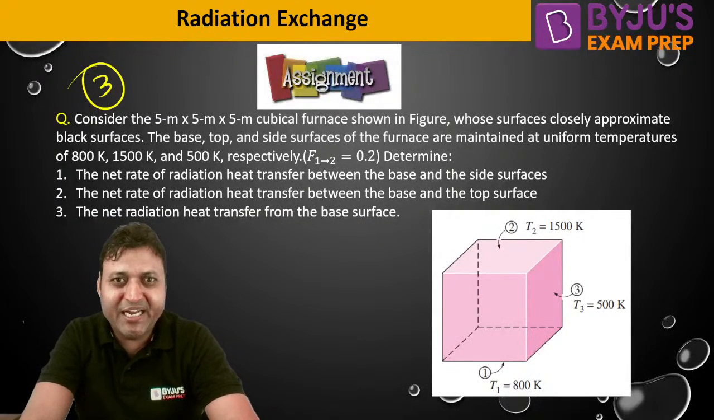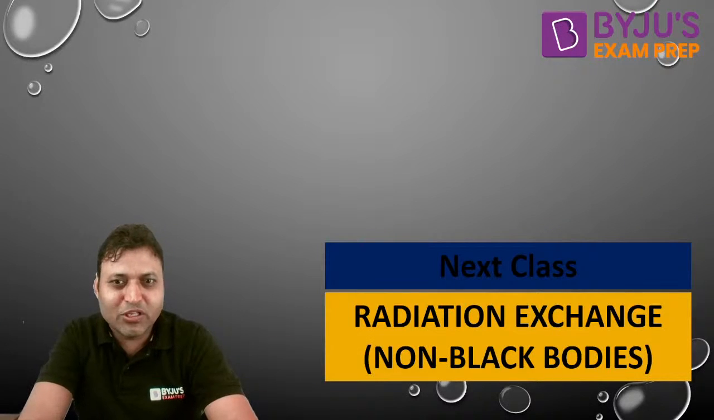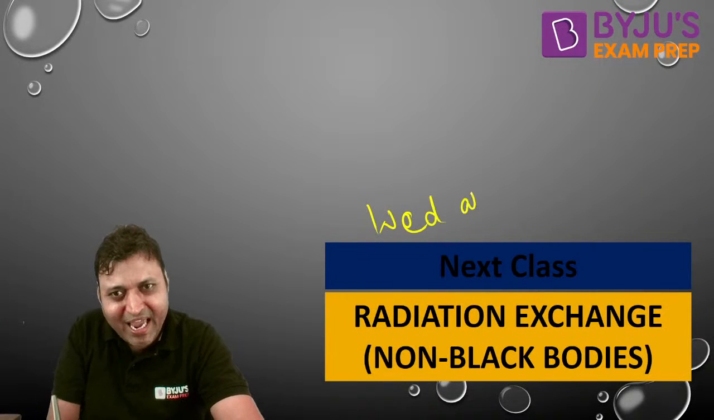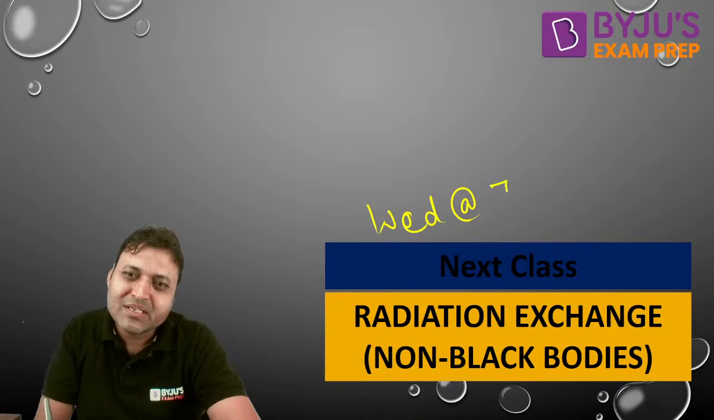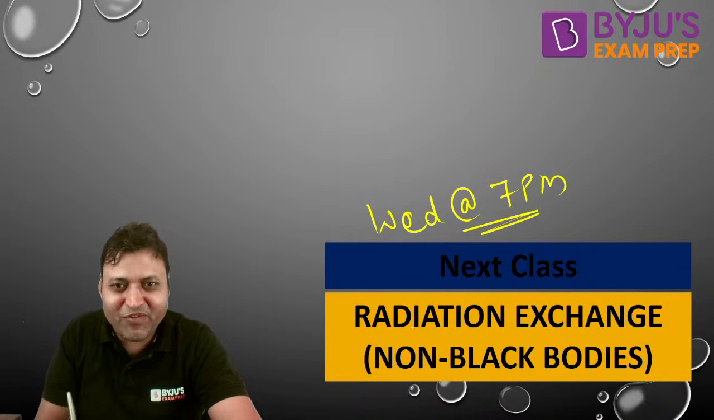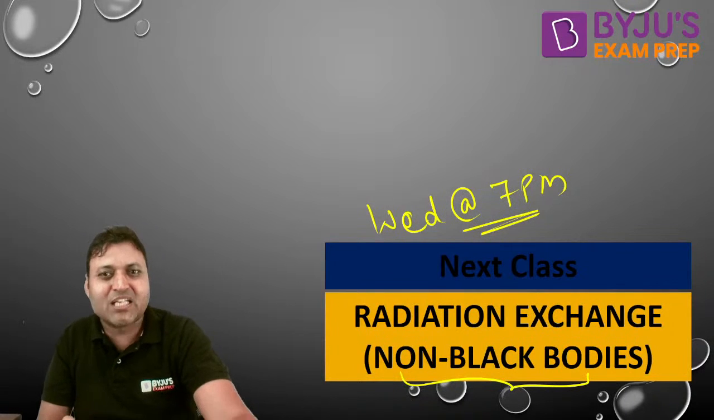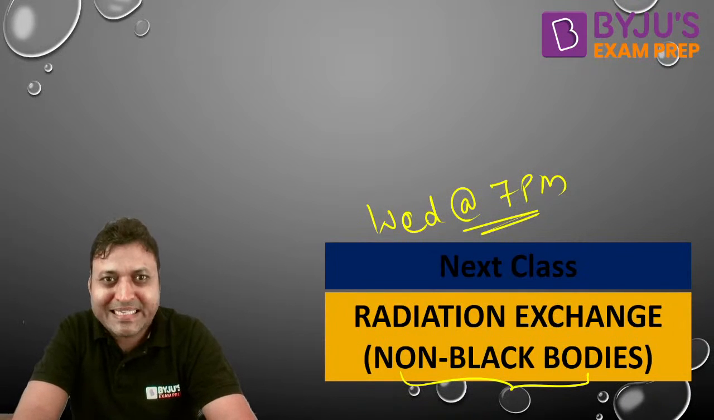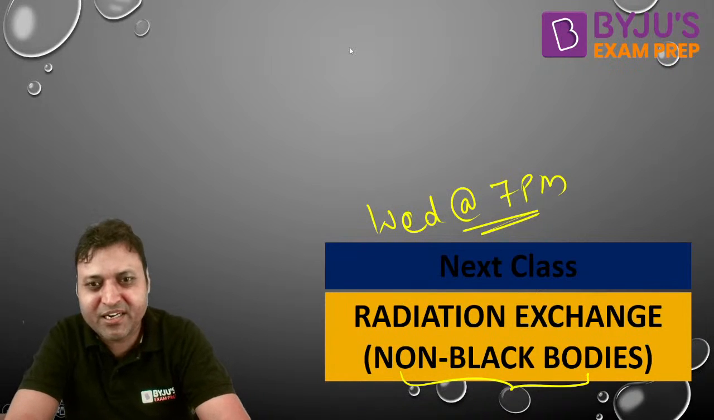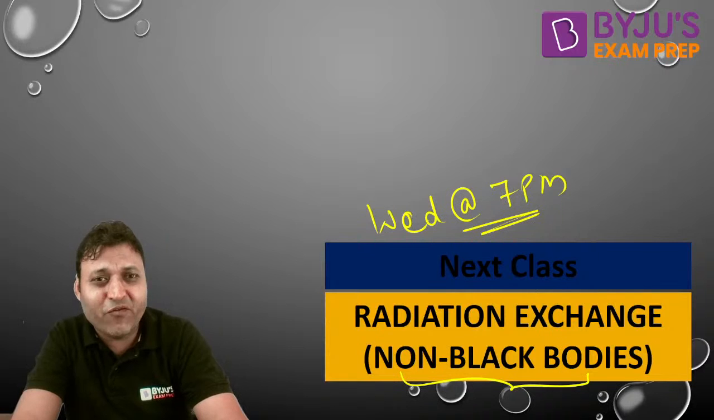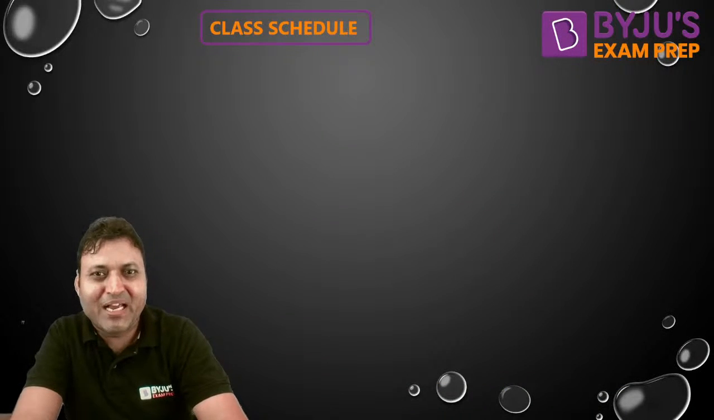I will share the PDF of this class also. The next class will be on Wednesday at 7 p.m., and we will continue our discussion for the non-black body. We will solve some numericals. We will see some examples where the radiation exchange can be analyzed. All right, so please revise everything. Please try to solve some more numericals so that you become comfortable.